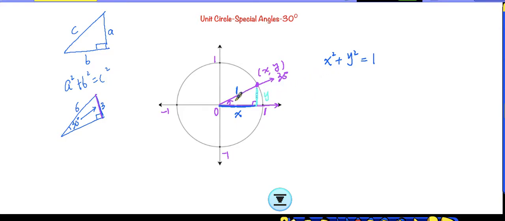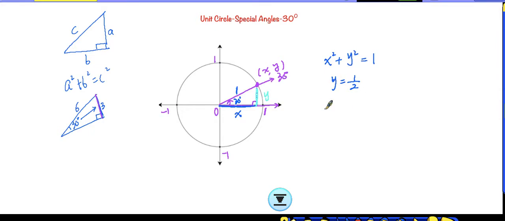And also there's one thing, as I mentioned. If this is 30 degrees here, then the vertical distance, the opposite side, is half of the hypotenuse, which means if the hypotenuse is 1, then y is half of this. So this is based on the feature of the 30 degree. So now in order to find x, I'm going to plug into the original equation here.